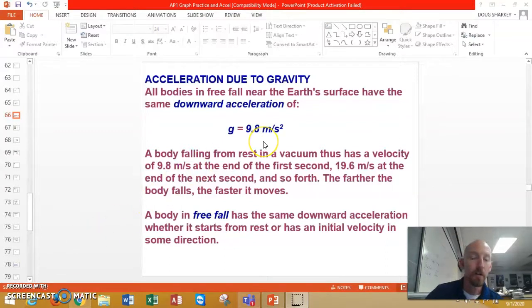Now, first of all, I think you've already learned that on Earth, the downward acceleration is this value, 9.8 meters per second squared. We call this little g. This has several names. This is the field strength of gravity on Earth or near Earth. Little g is our field strength. There is a gravity field.